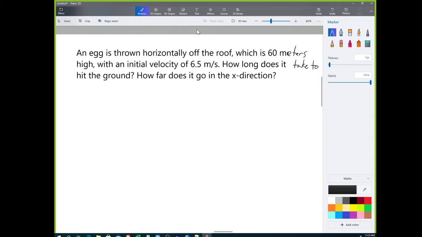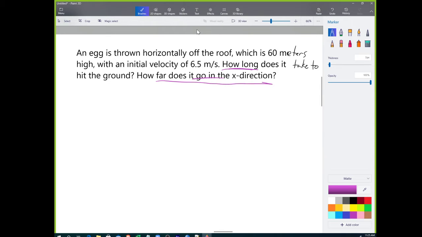An egg is thrown horizontally off the roof, which is 60 meters high with an initial velocity of 6.5 meters per second. How long does it take to hit the ground? How far does it go in the X direction?